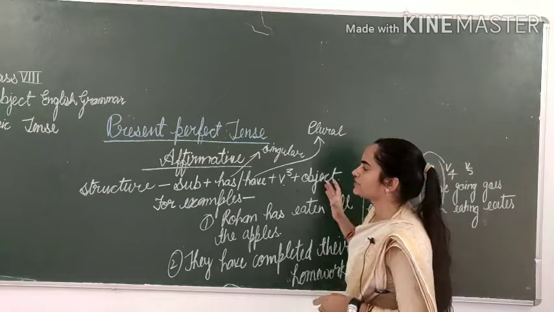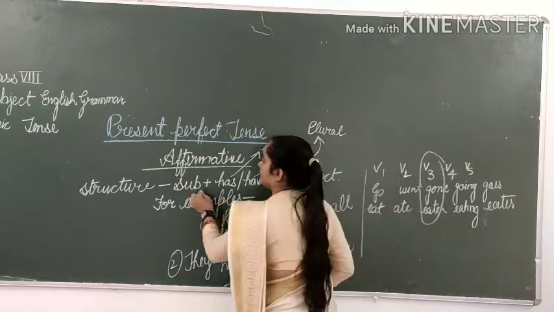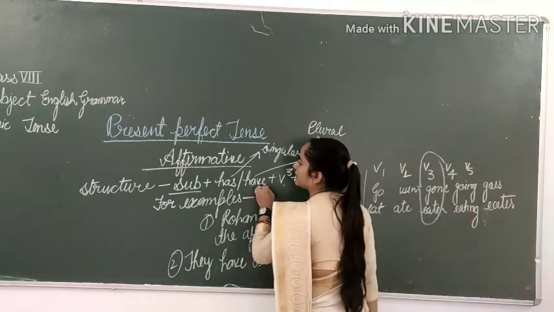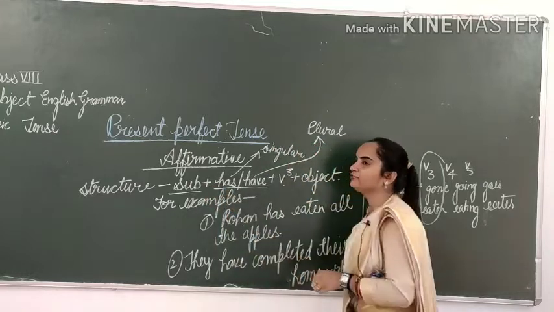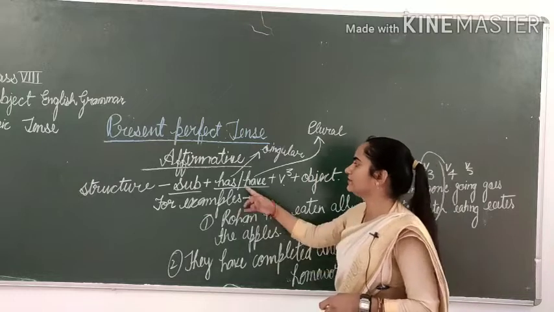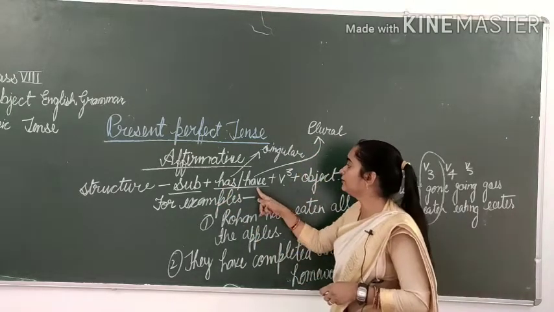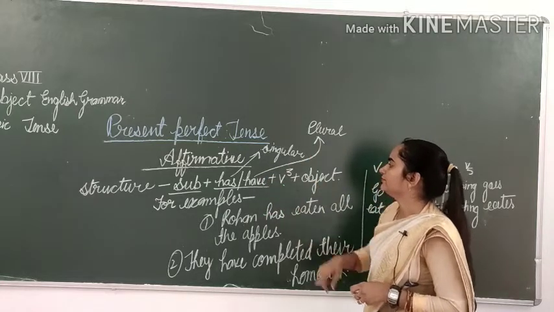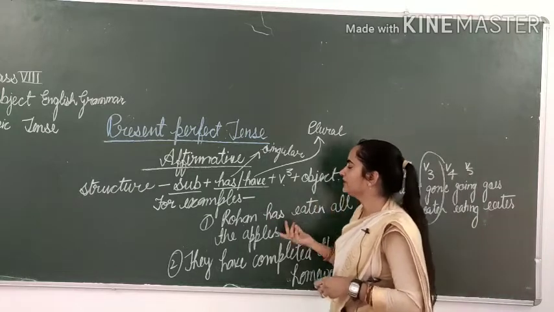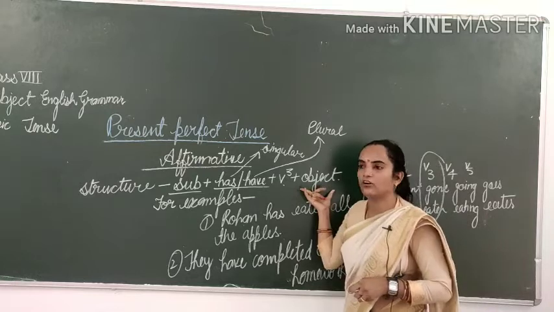Have a look at the structure again. In present perfect tense, you will firstly place your subject, which can be noun and pronoun. Then after has and have according to the subject. If your subject is singular, then you will place has, and if your subject is plural, then you will place have. And then after your MV3 means main verb की third form of main verb, and in the last object.